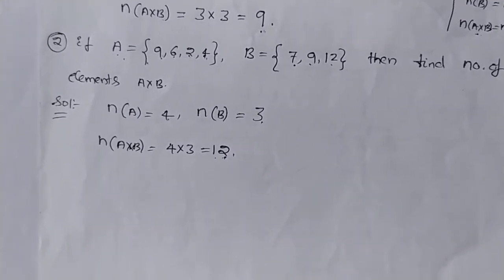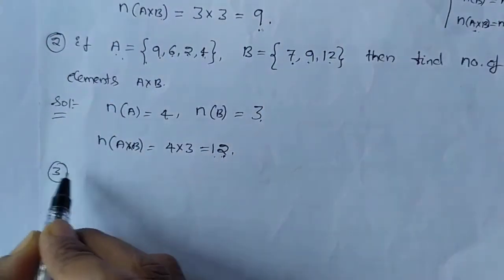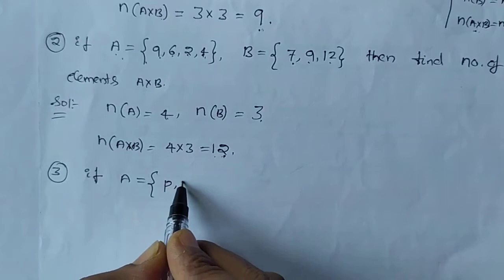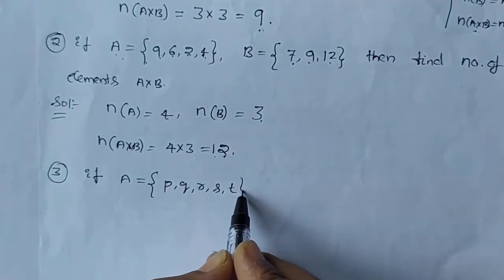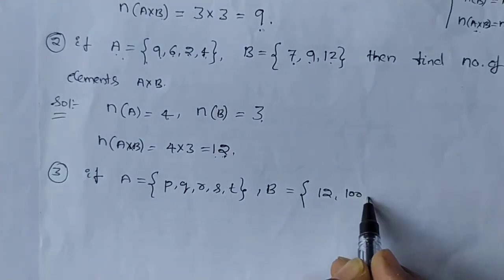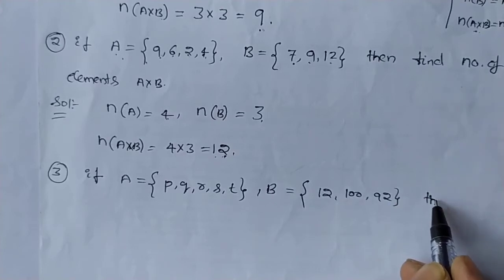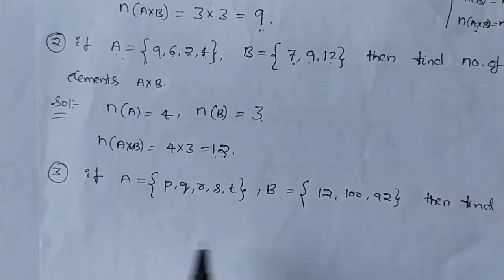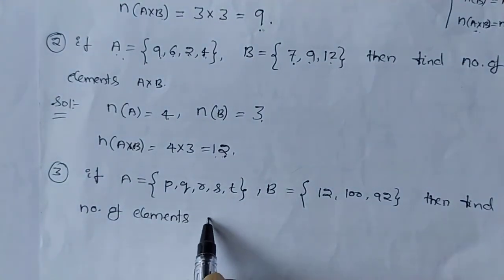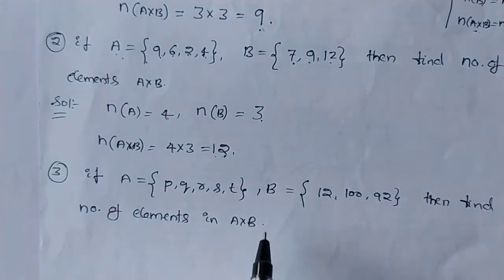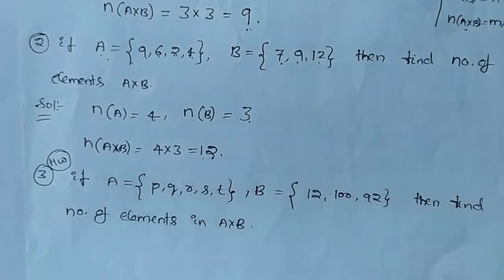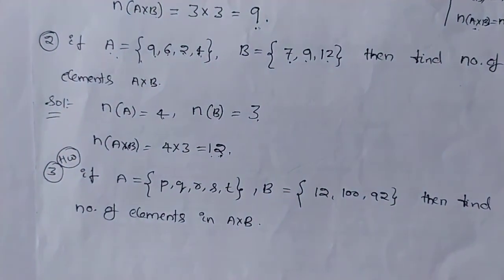Next question, that is the homework for you. Third question: if the set A equals {P, Q, R, S, T} and the set B equals {12, 100, 92}, then find the number of elements in A cross B. It is the question homework for you. Kindly do this question at your home.